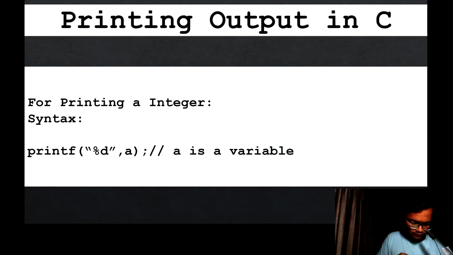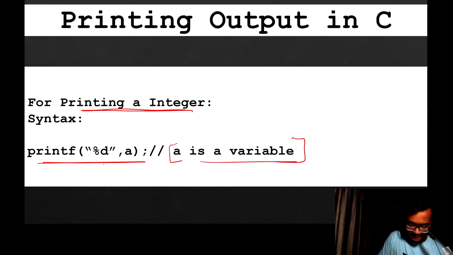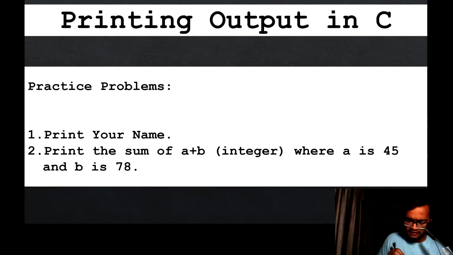See, for printing an integer, it is done over here. So what is the code doing? printf %d a. What is a? a is a variable and %d is the format specifier, which we have already learnt. Right? So let's continue.